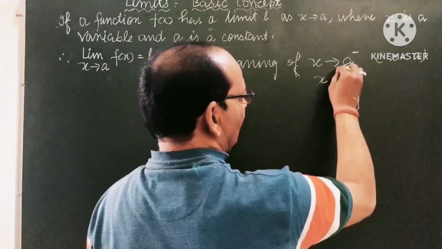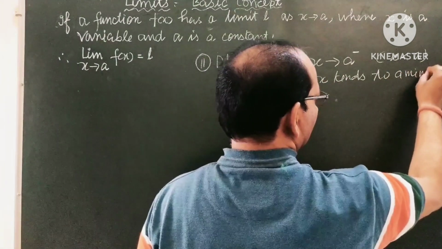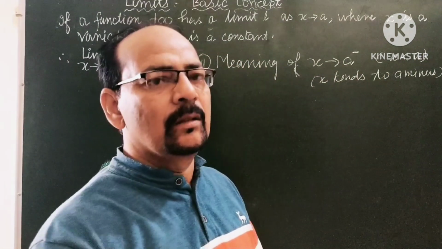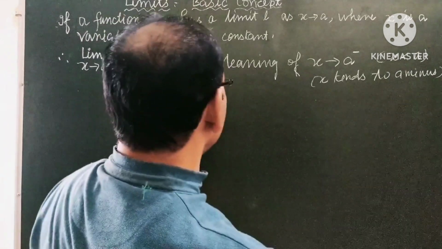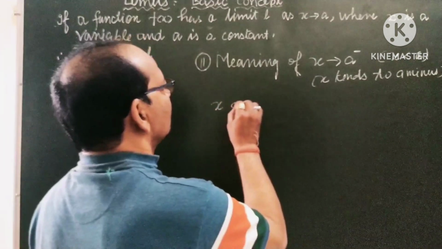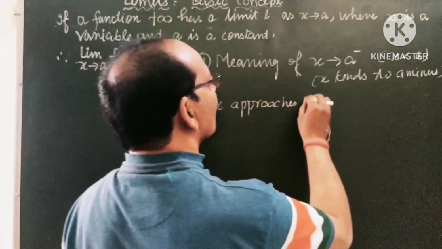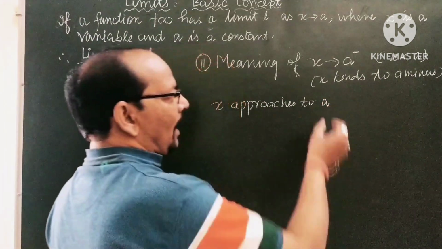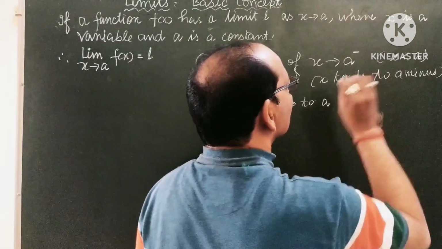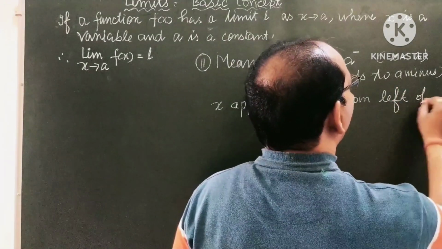Read as x tends to a minus. What does this mean? This means x approaches a from the left of a.